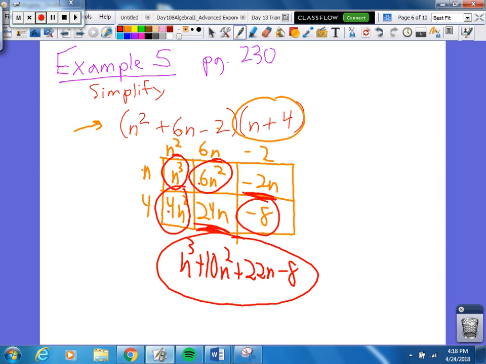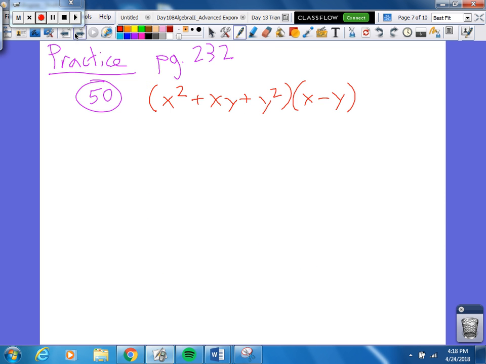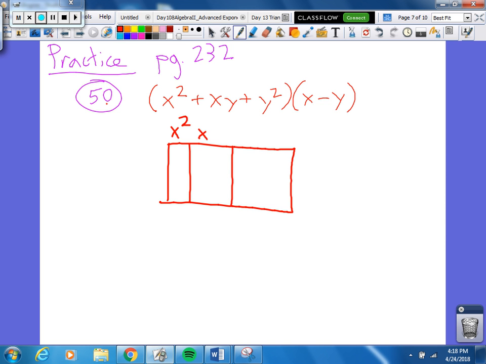So now we did the super box. Easy. Now, look at this. Page 232, number 50. Write this one down, another super box. Let's see if you can get the super box together and solve it. We got x squared, xy, and y squared, and we got x minus y. Try and fill this out, see what you got. Ready, set, pause the video, go.